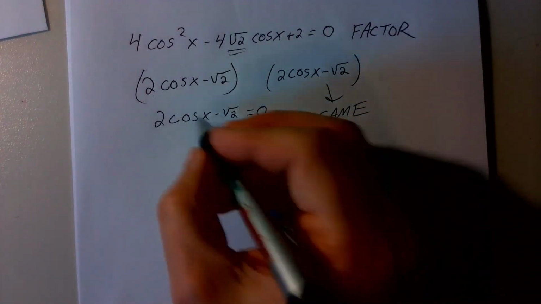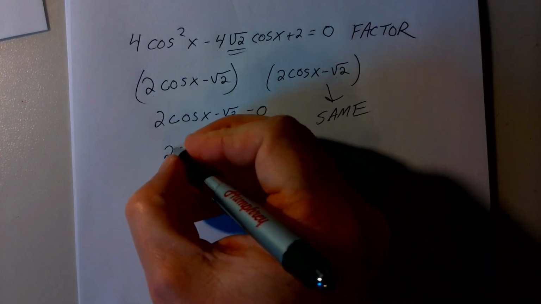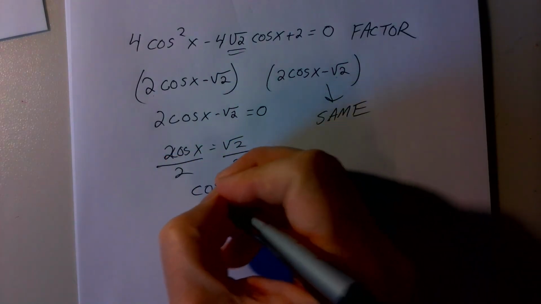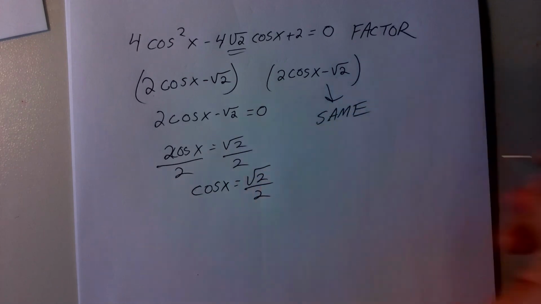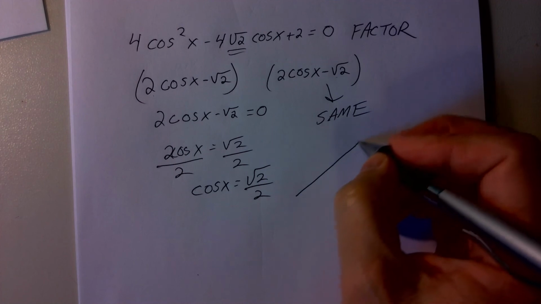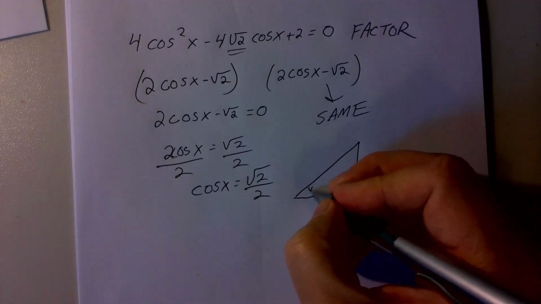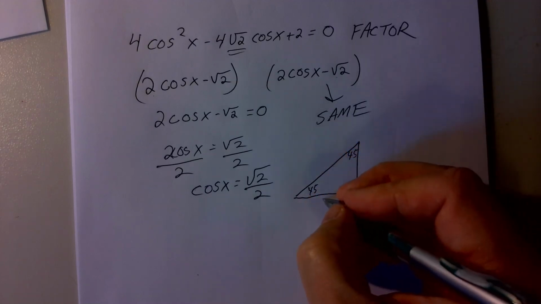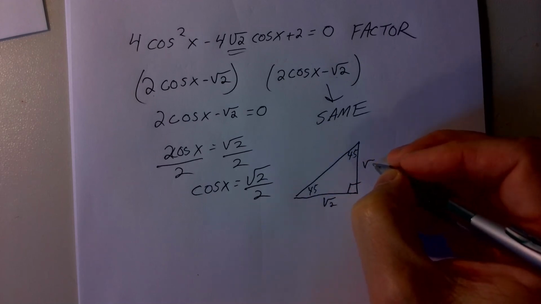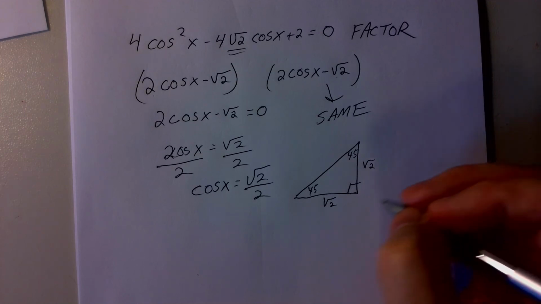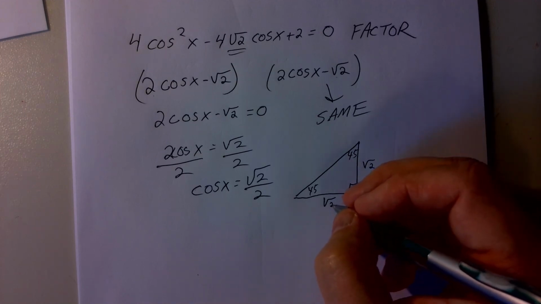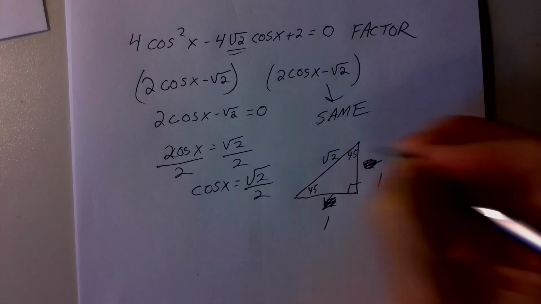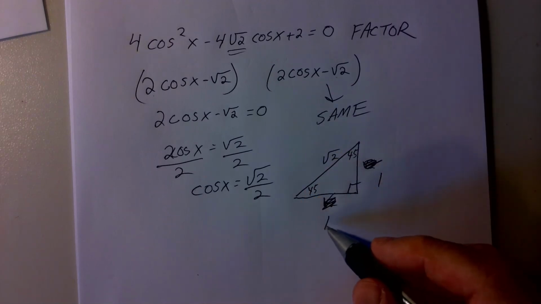So let's try it. Just do my basic algebra skills. I'll move that over there. So now I get 2 cosine x equals root 2, and then divide by 2, and divide by 2, and cosine x equals root 2 over 2. Well, root 2 over 2, that's one of them 45, 45, 90 triangles, right? 45, 45, 90 triangles, and this is root 2, and this is root 2. Or if you want, I can just do it like this too, 1, 1, and root 2. That's what you see most of the time, but let's try it.